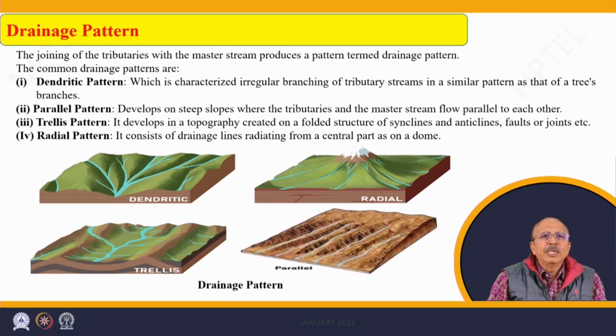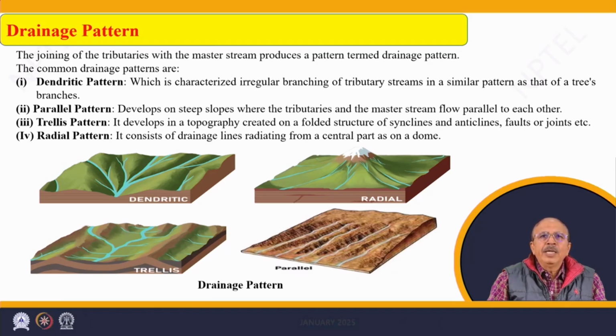Now we will discuss the drainage pattern. The joining of the tributaries with the master stream produces a pattern which is termed the drainage pattern. The common drainage patterns are the dendritic pattern, which you can also see in the figure below, characterized by irregular branching of tributary streams in a similar pattern to that of a tree's branches. The parallel pattern develops on steep slopes where the tributaries and the master stream flow parallel to each other. The trellis pattern develops in topography created on a folded structure of synclines and anticlines, faults or joints, etc. We will discuss these terms in the coming lectures.